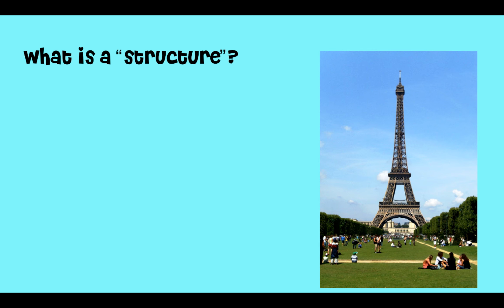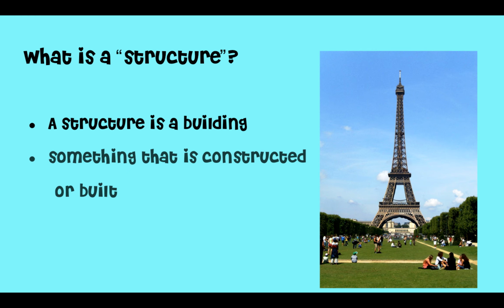So let's review. What is a structure? A structure is a building, okay? Something that is constructed or built. Remember, when you build or construct something, it's made out of different kinds of pieces, right? Different kinds of materials. A building is a structure and it's made out of different pieces and different materials. It's a pattern of something. So when you build, let's say, a house, you use concrete, metal, and plywood, and you get the structure of a building.